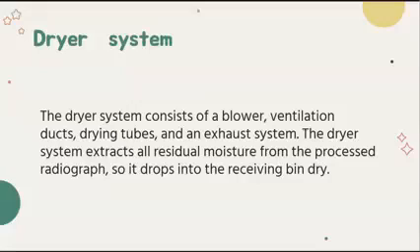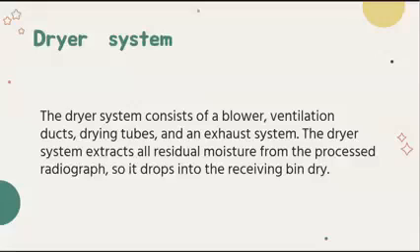And we go with the last system. We have the dryer system. The dryer system consists of a blower, ventilation ducts, drying tubes, and an exhaust system. The dryer system extracts all residual moisture from the processed radiograph. So it drops into the receiving bin dry. Of course your dryer system, as the name states, it sucks all the moisture, so that your film is dry when it is dropped in the receiving bin.